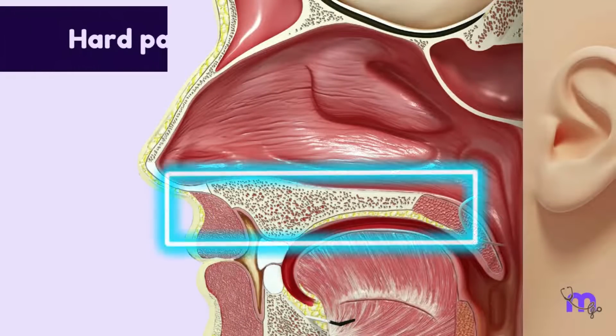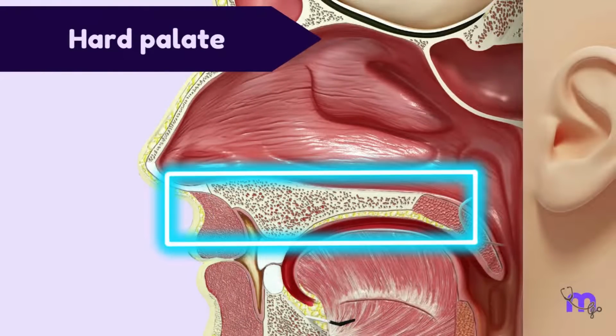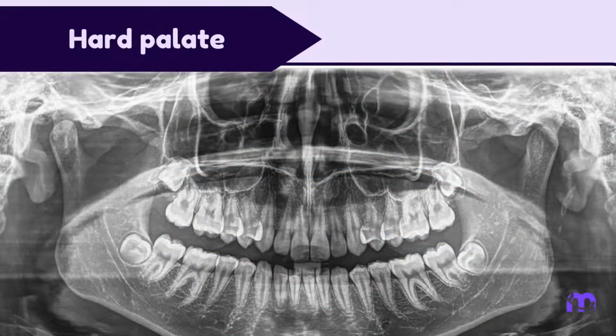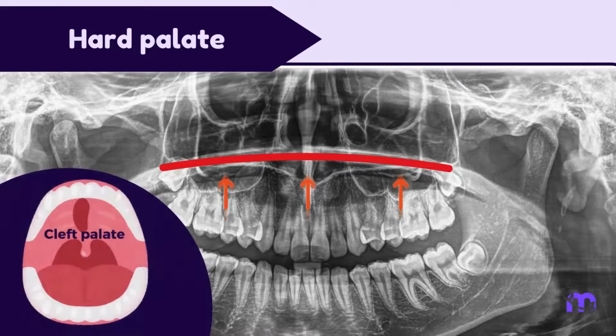Moving on to the hard palate, the horizontal bone that separates the nasal cavity from the oral cavity. Radiographically, it appears as a radio-opaque band situated above the apices of the maxillary teeth. Cleft palate, a birth defect involving the palate, can be appreciated in an OPG.